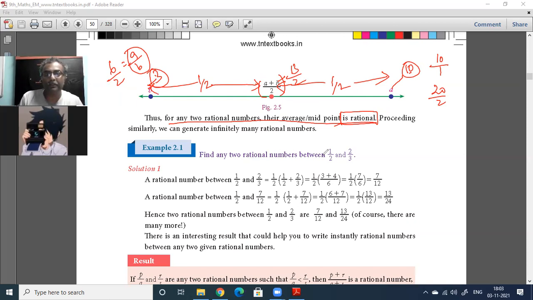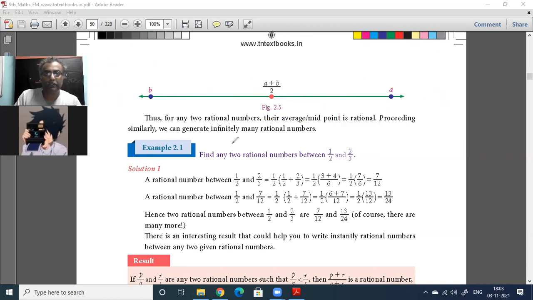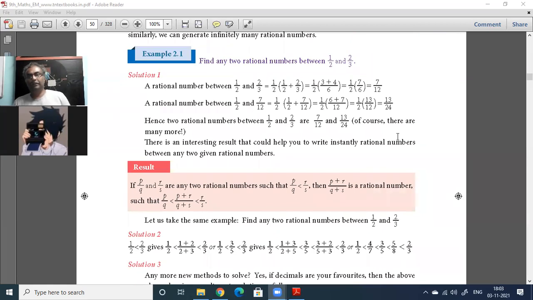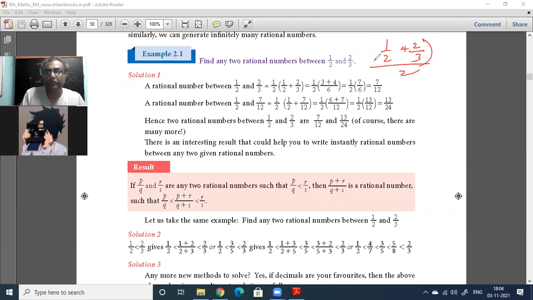Find any two rational numbers between half and 2/3. This is a very important thing. Find any two rational numbers between half and 2/3. Okay. First solution: a rational number between half and 2/3 is equal to, what you can do? You can immediately apply the average: half plus 2/3, divided by 2. Get the average, it will be in between.